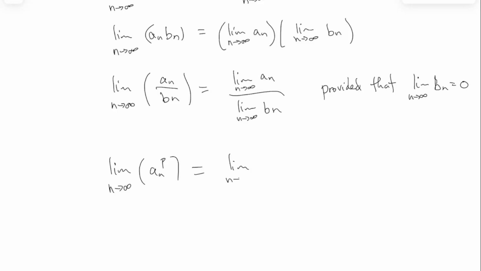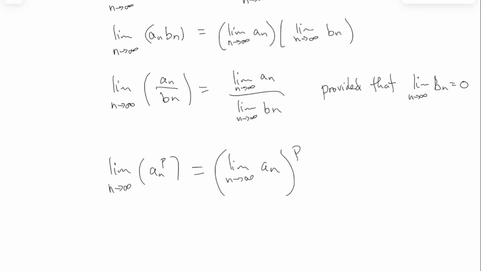Here's what it isn't. Limit of an times limit of p. Something like that. It's not that. Don't do that. This doesn't really make much sense. This is an to the power p. You don't turn it into multiplication like that. You have the power of p, it's like this, right?